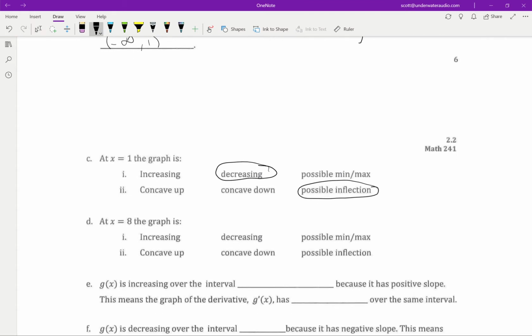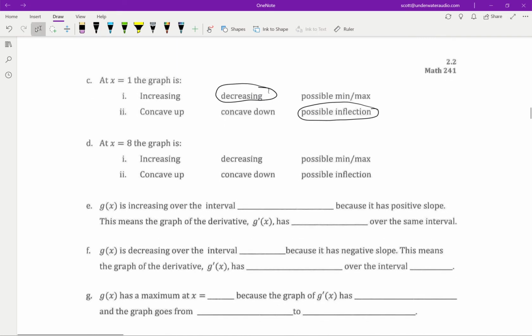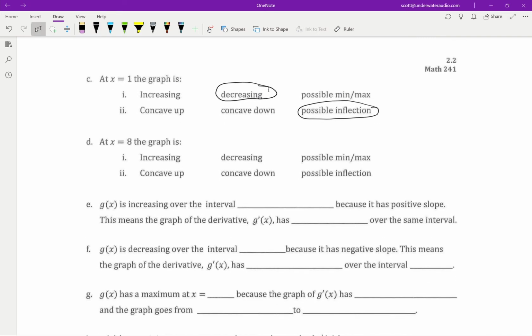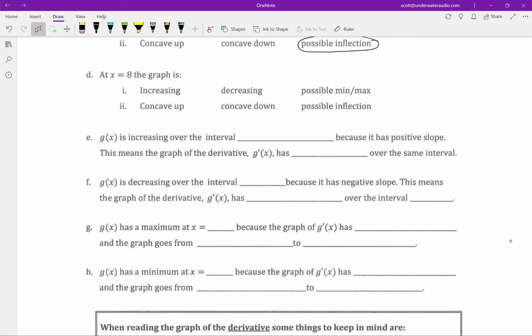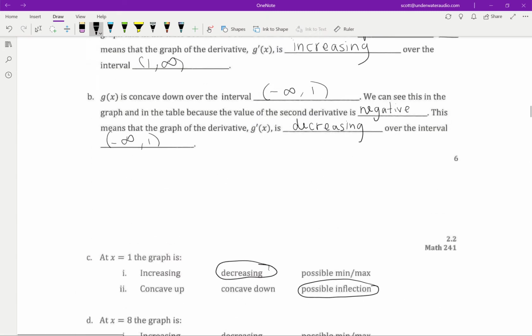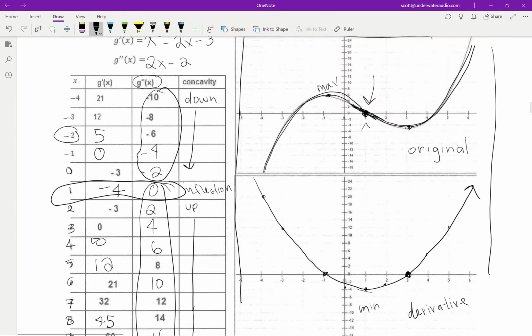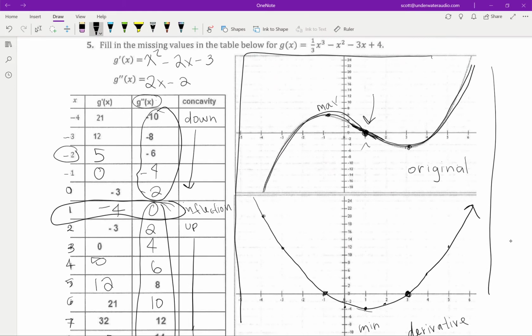Okay, so I'll skip D because it's the same kind of idea. And let's do H. So g of x has a minimum at x equals what? Okay, so let's go back up. This function has a minimum at x equals 3.